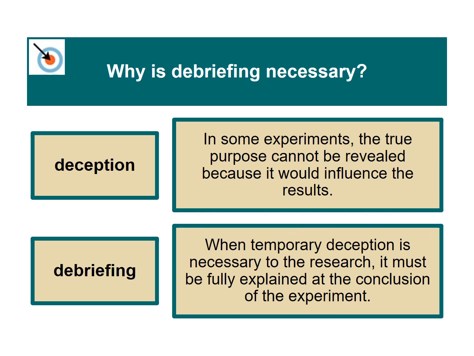Okay, debriefing. So we're going to talk about the difference between deception and debriefing and why debriefing is necessary. So in some experiments, the true purpose cannot be revealed because it would influence the results. That's deception. So when temporary deception is necessary to the research, it must be fully explained at the conclusion of the experiment. So that's what debriefing is. You know, we debrief group initiatives, we talk about it at the end. Same thing. You talk about it at the end, and that's when the real purpose is able to be revealed.